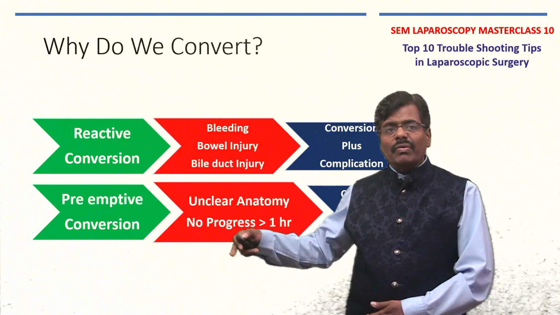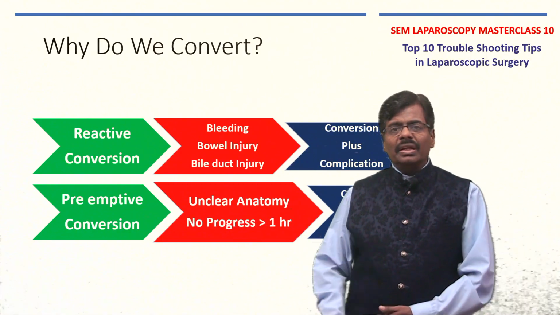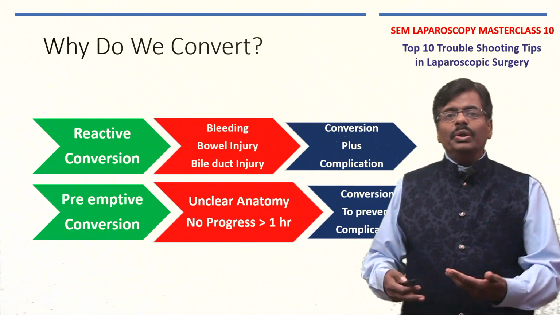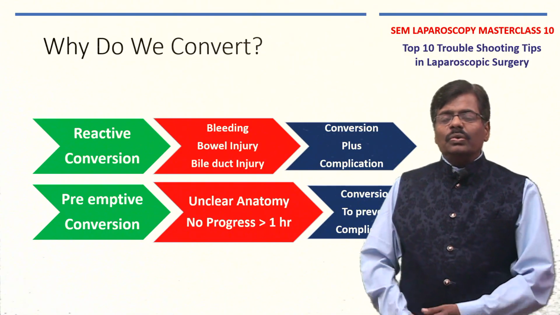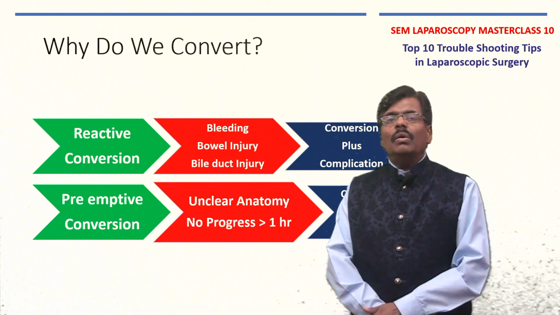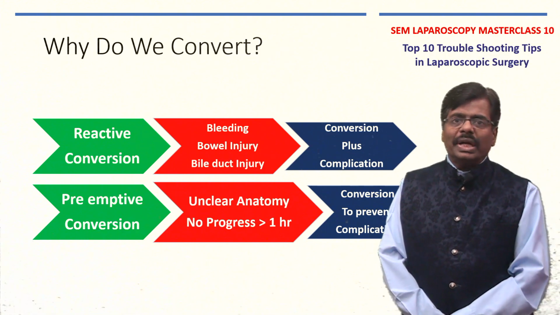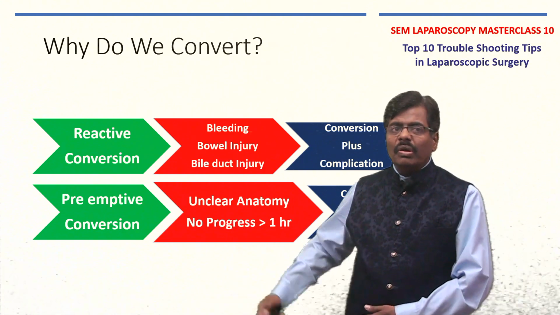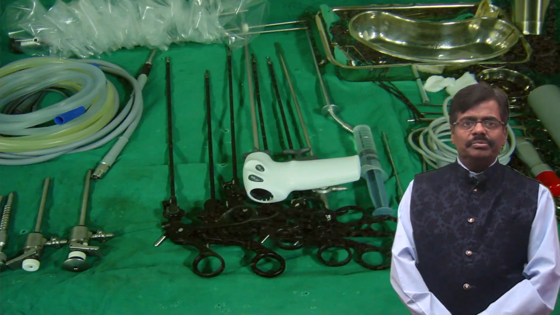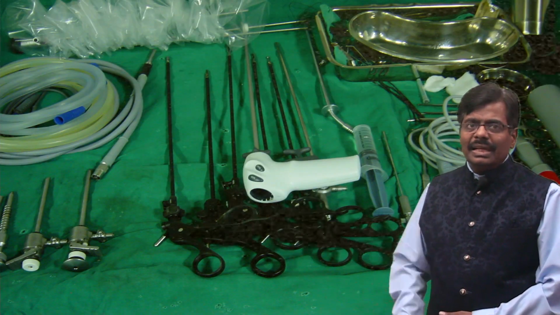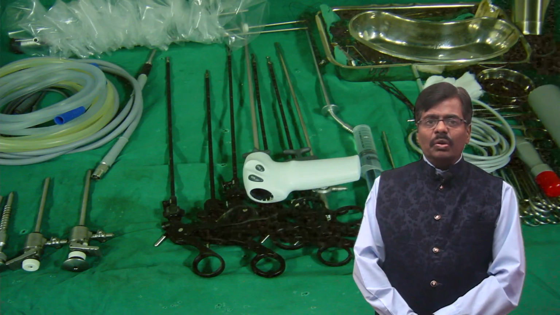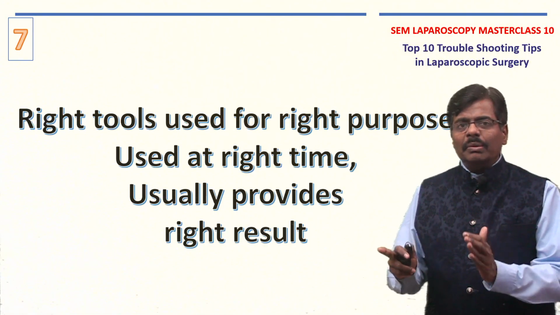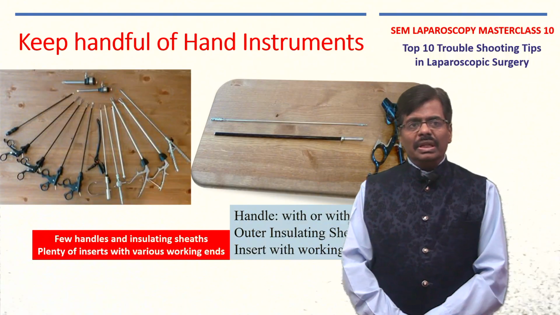Whereas, if you go for what I call a reactive conversion, where there is already bleeding, or a bowel injury or bile duct injury has happened, then you have to convert. Then you are not only converting, you also need to address the complication. You have two problems to tackle. That is why I always say be wiser by going for a preemptive conversion. And this is an example of the various equipment kept ready for the procedure. Provided you have the right tool used for the right purpose, it will always give the right time.